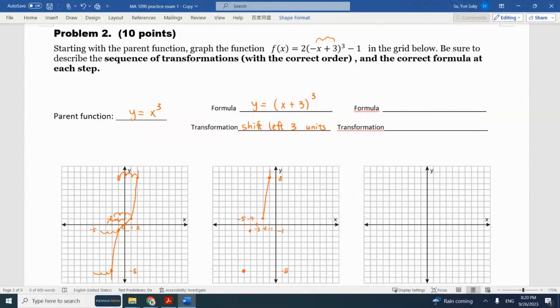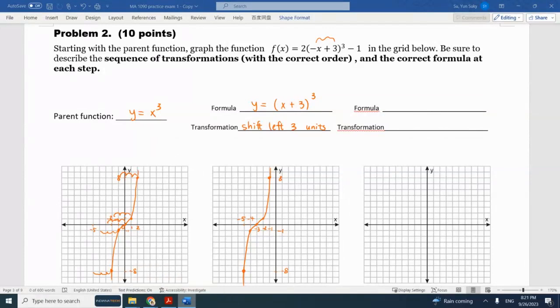And then you connect them. So this is the graph. So far, so good, everybody. Maybe you want to make the graph more smooth. So try to make the graph more smooth. Okay. So this is how it looks like. So every step, you want to write down the formula, the transformations, and the graph.